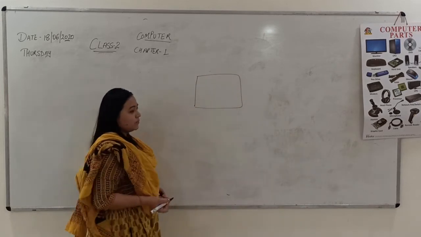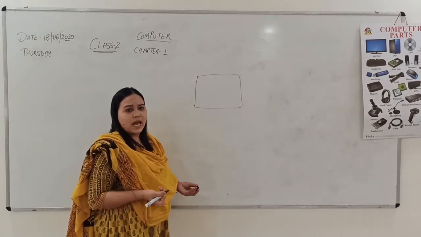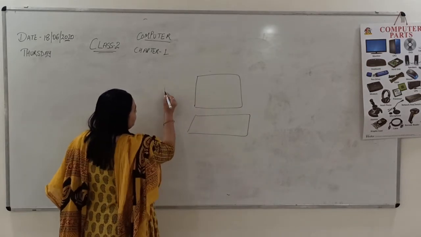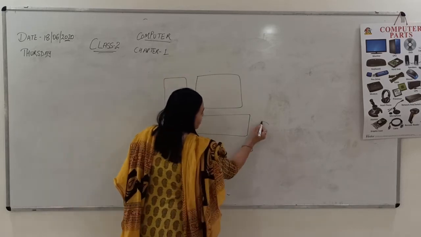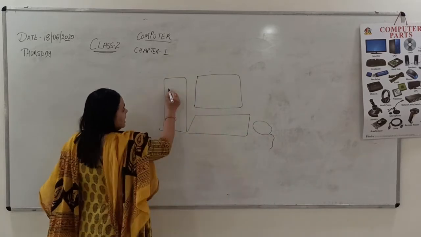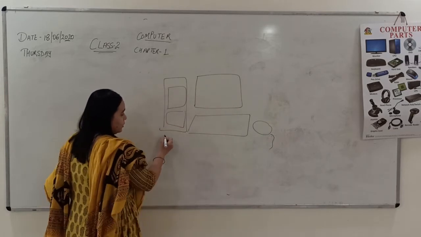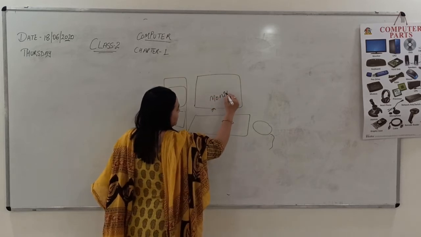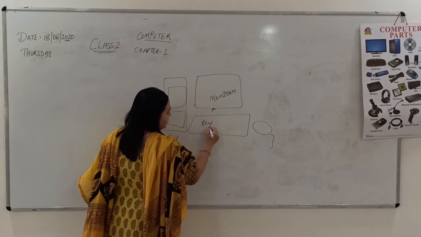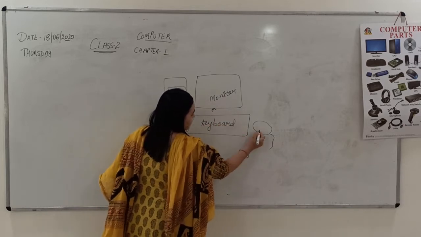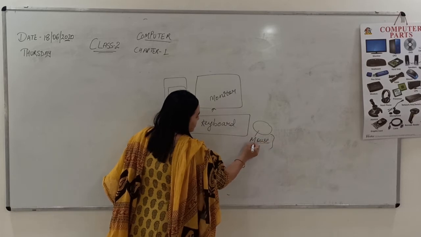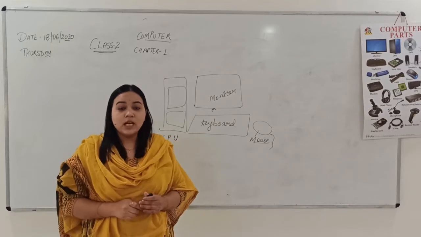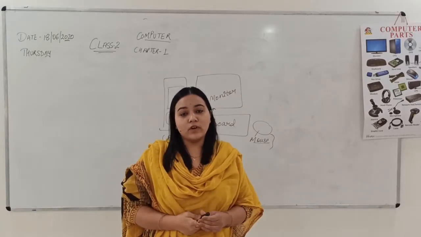You all might have seen computers at your home, at your schools, and at various other places. So this is a very simple block diagram of a computer. This is the CPU. This is the monitor. This is the keyboard, and this is the mouse. I hope you all are already familiar with all these parts of a computer. Now let us try to understand how to define a computer.